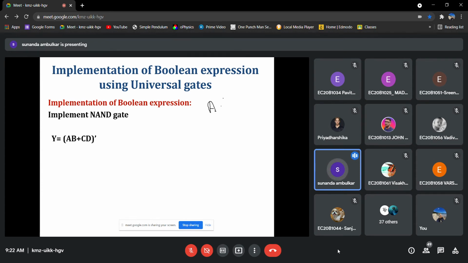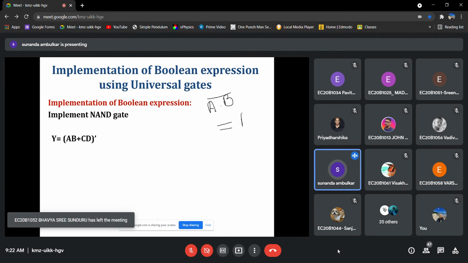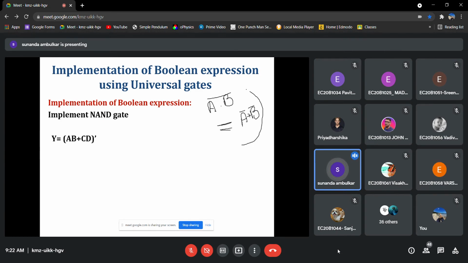How to implement the NAND gate? We know that AB whole bar is equal to A bar plus B bar. So we have to simplify this expression in this way, so that you can implement that expression in terms of the NAND gate. Can you try this?